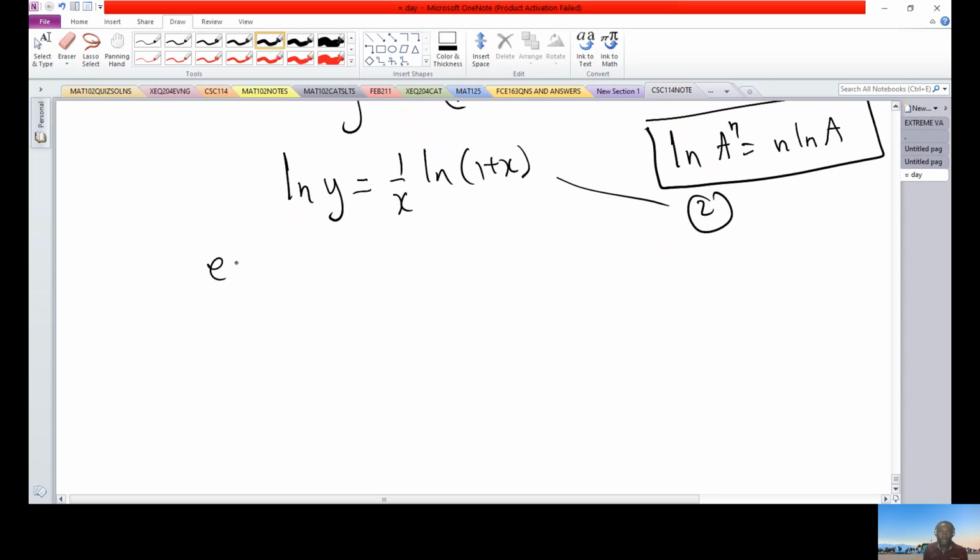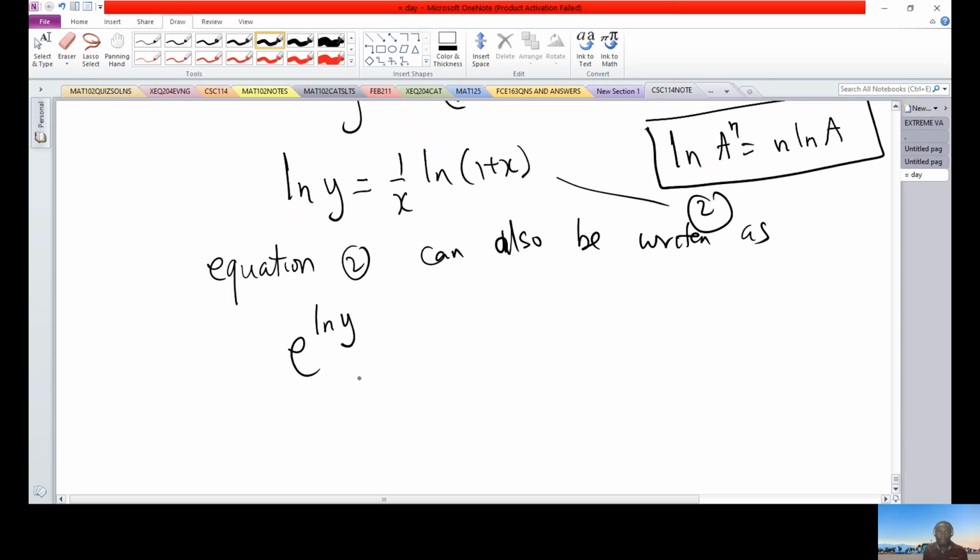Our equation 2 can also be written as e raised to the power ln of y equals e raised to the power 1 over x ln of 1 plus x. Taking the exponential of both sides of an equation doesn't change the equation. It is still the same equation.